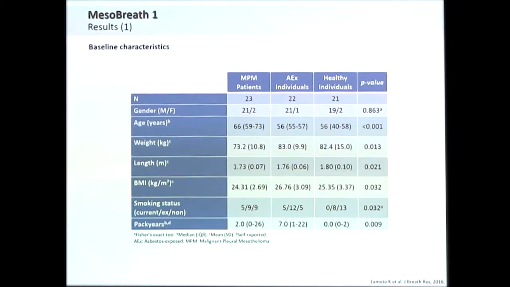Looking at the baseline characteristics here, we see that most of the individuals were comparable, but we saw some differences in age, which can be explained by the fact that mesothelioma patients are older than our control patients, and also differences in smoking status and pack-years, which can be explained by the fact that asbestos workers were mostly blue-collar workers, where there is a known higher prevalence of current smokers. So this explains the difference between our healthy controls and our other groups.